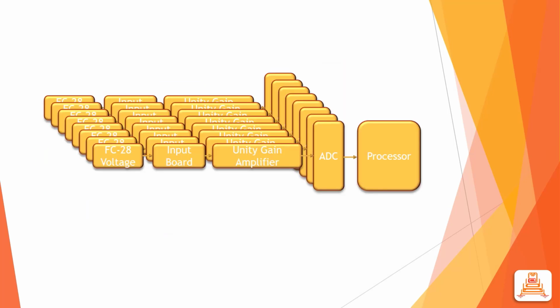Multiple FC28 moisture sensors can be connected to individual unity gain amplifier modules, and an analog multiplexer can be used to select the signal into a single ADC. A single microcontroller can acquire the data in multiplexed manner for processing.